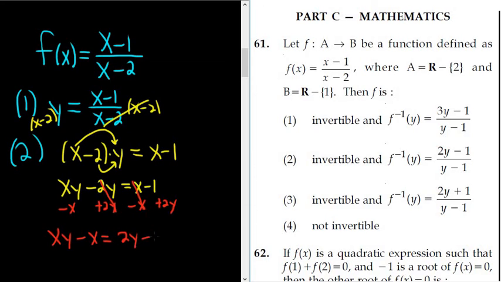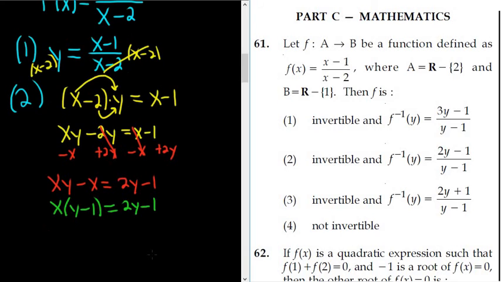These cancel, so we get xy minus x equals 2y minus 1. To finish solving for x, we have to factor out an x here, right? So we get x, parentheses y minus 1, equals 2y minus 1. Almost there. Last thing to do is divide by y minus 1, on both sides. These cancel, so x is equal to 2y minus 1 over y minus 1.